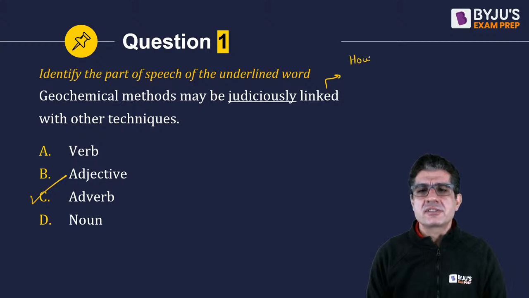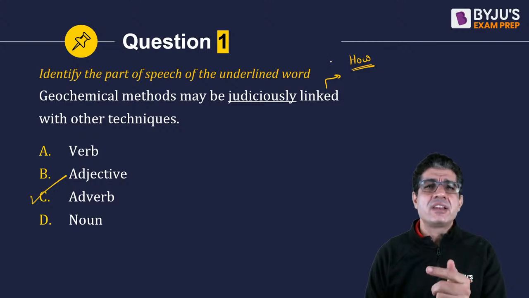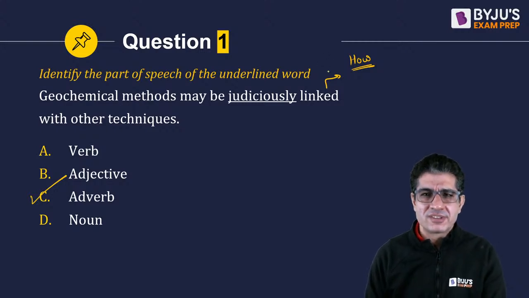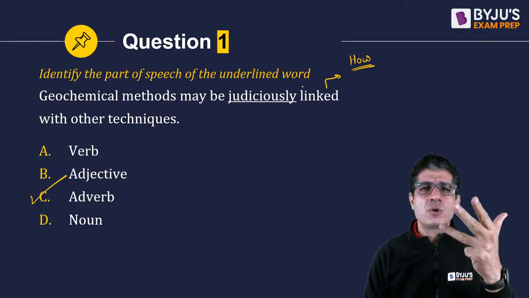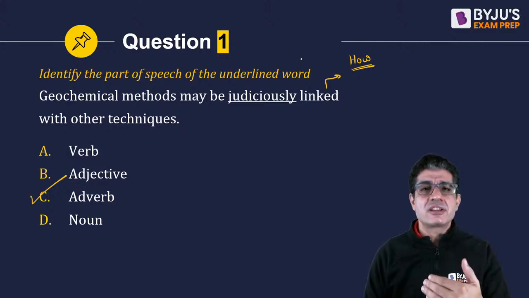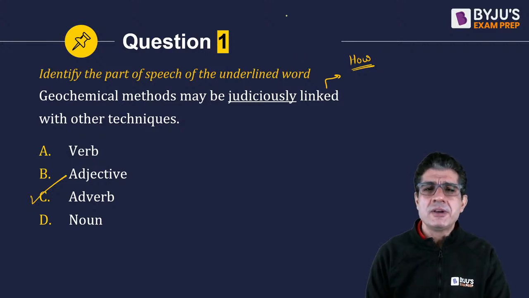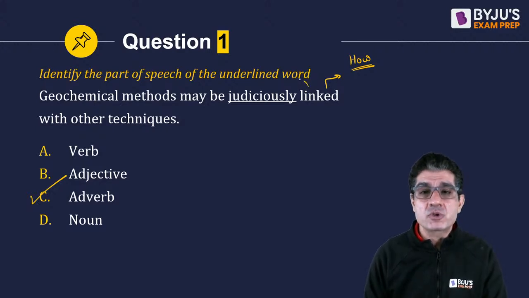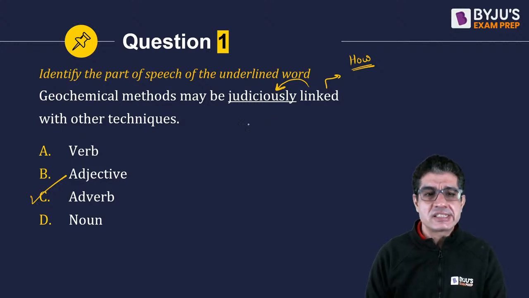You notice anything that gives you an answer of how, when, where, how often would typically be an adverb. So how, when, where, how often, why. When you ask these five questions, the answer that you get is mostly going to be an adverb that modifies a verb, or at times even another adjective or adverb. So here, linked how, judiciously, and therefore the correct answer is C.